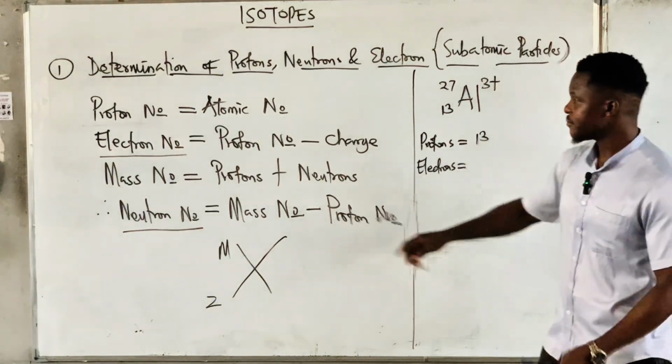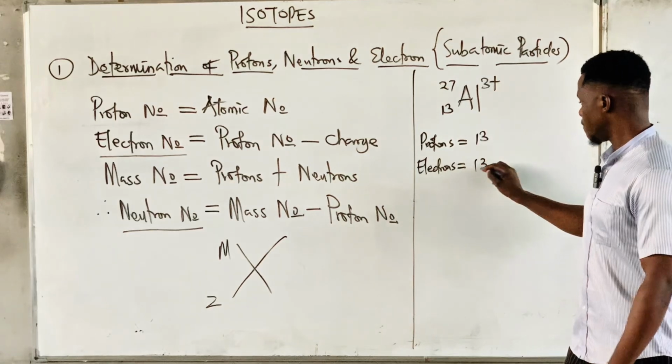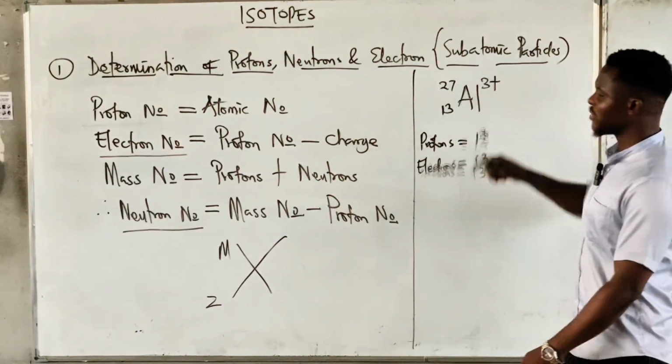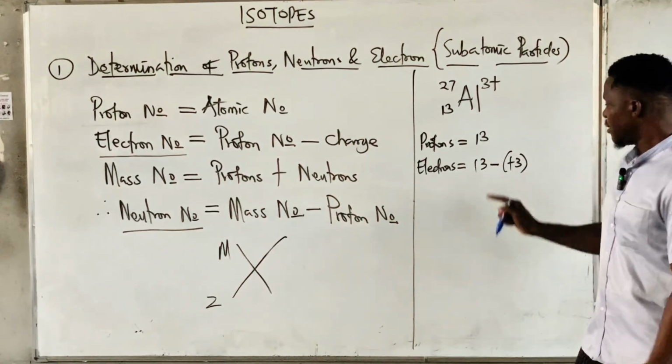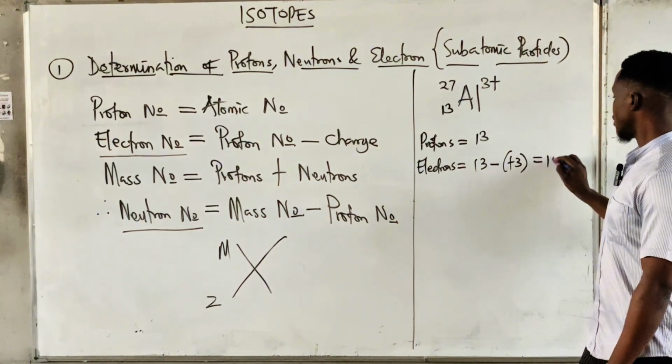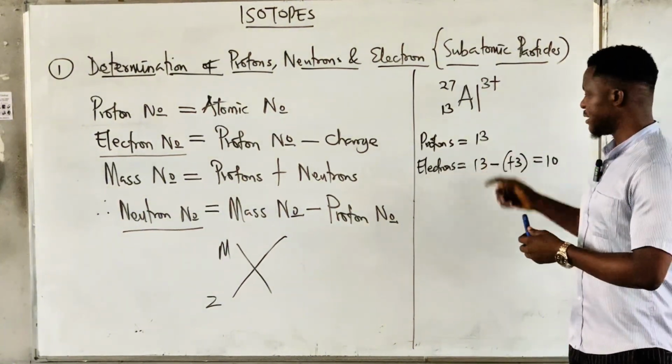Now electrons, which is same thing as electron number. Electrons, I said, proton number. What is proton number here? 13 minus charge. What is the charge of this compound? 3 plus. Please, the sign is very important. 13 minus 3 is how many? 10. That means electron is 10, proton is 13.